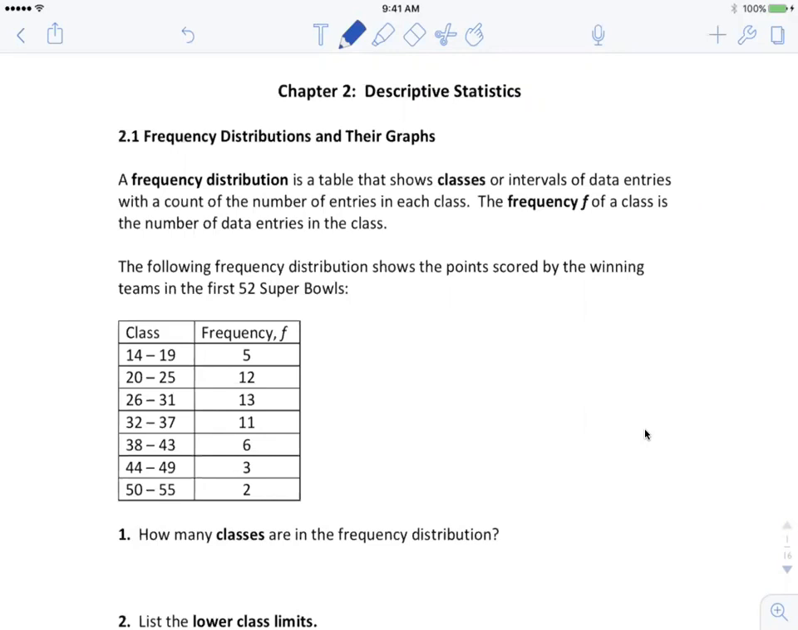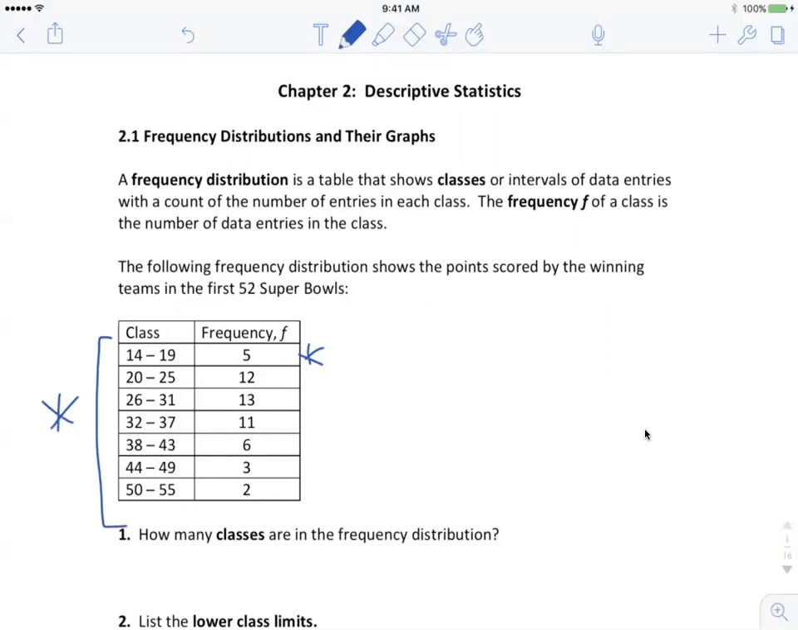So this is 2.1. It's on frequency distributions mainly. So what is a frequency distribution? Well, here's an example of one. This one's the points scored by the winning team for the first 52 Super Bowls. So you'll see it's divided up into classes. Classes are just ranges of values, in this case, points. So for example, on this first class, there were 5 teams that won the Super Bowl that scored between 14 and 19 points, and etc.